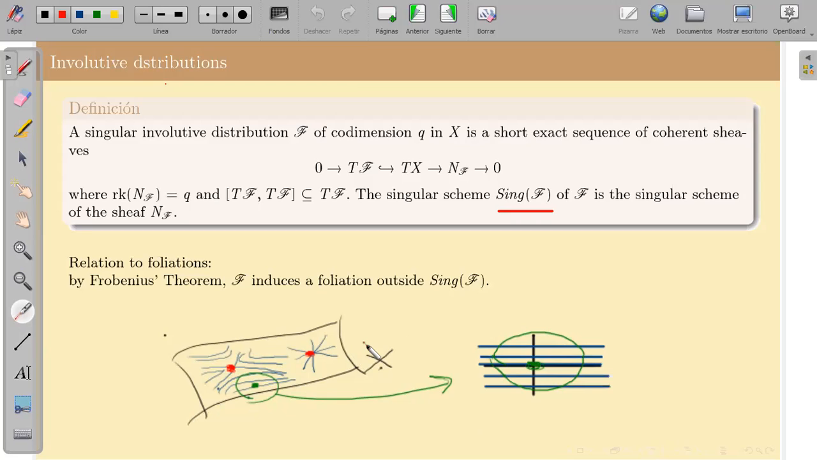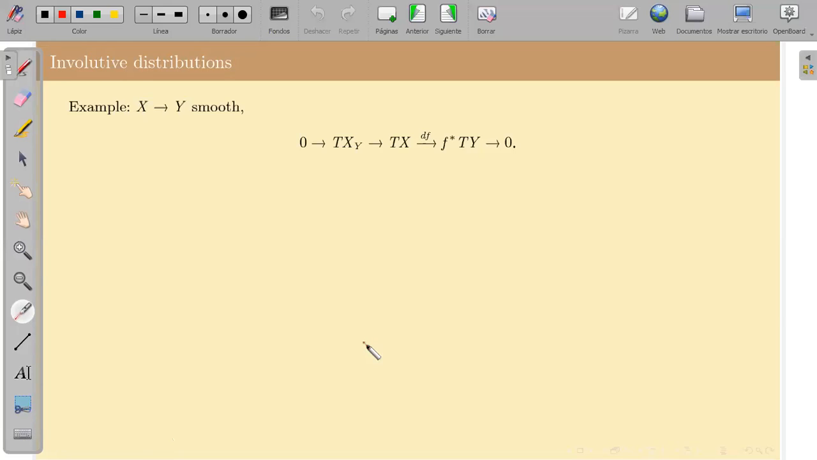Okay, so a few examples of this. If we have a smooth map, we can look at the exact sequence defined by its differential. Here, the relative tangent sheaf with respect to the map is automatically involutive because it is the kernel of a map of Lie algebras. The leaves of the induced foliation correspond to the fibers of the map. And similarly, if we have a dominant rational map, it also induces a foliation on X.